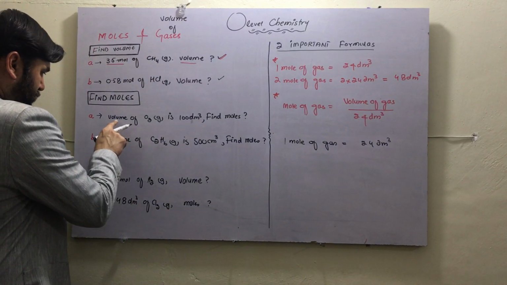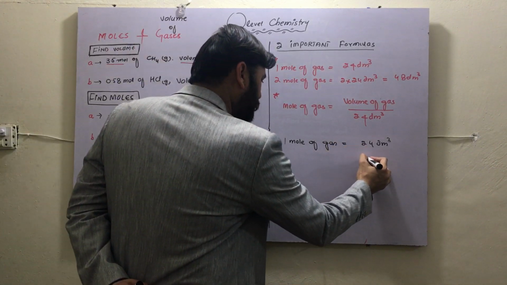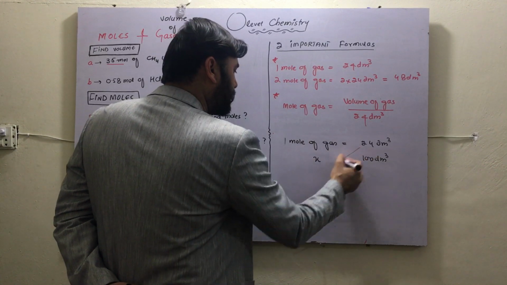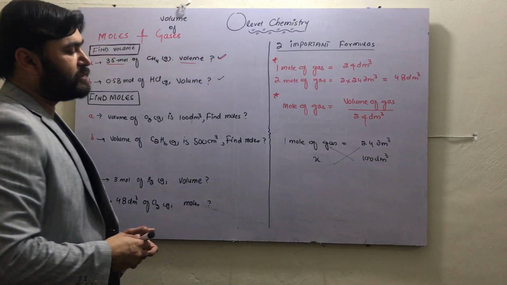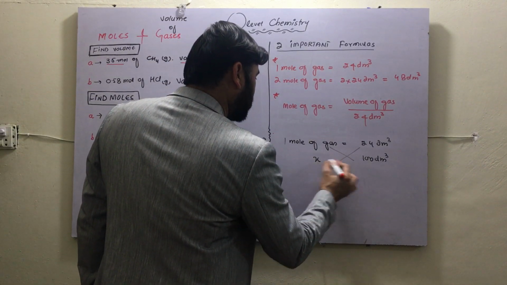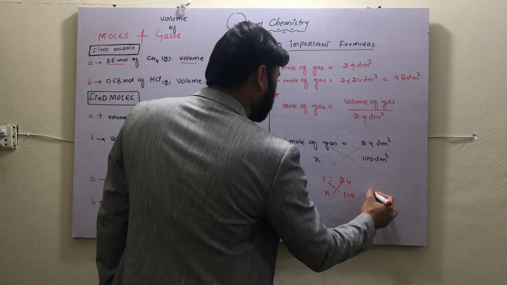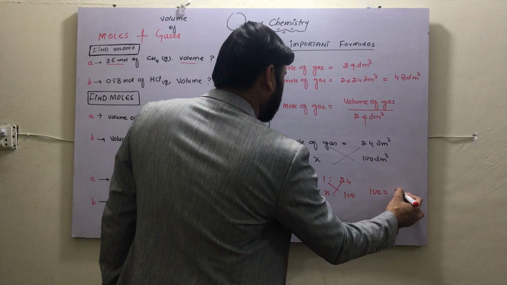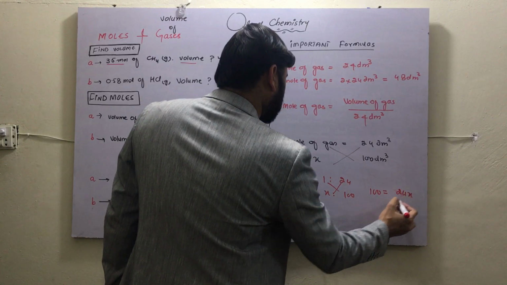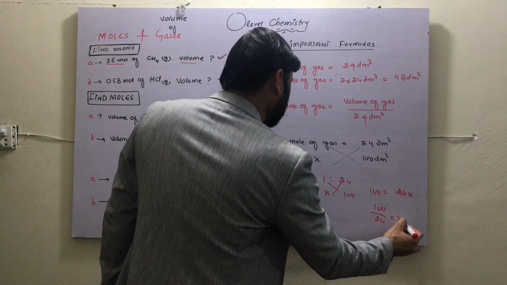Now see, if 100 dm cube of gas is there, find the moles. In place of 100 dm cube, what volume is given? X. Just cross multiply it, you will get the answer. You can say 1 ratio 24 and X ratio 100. So you will get 100 is equal to 24X, and 100 divided by 24 is equal to X.